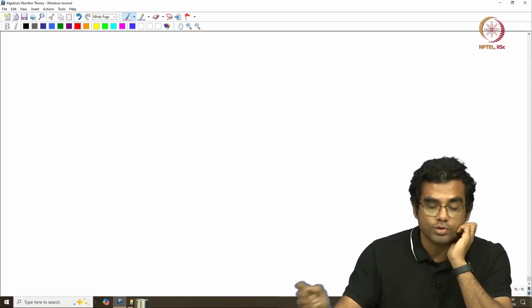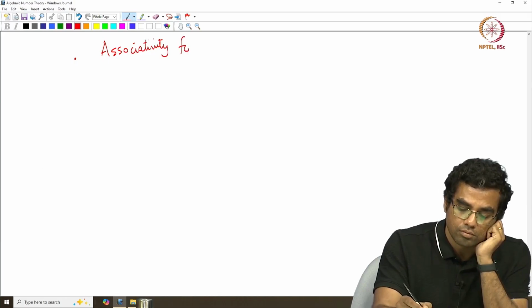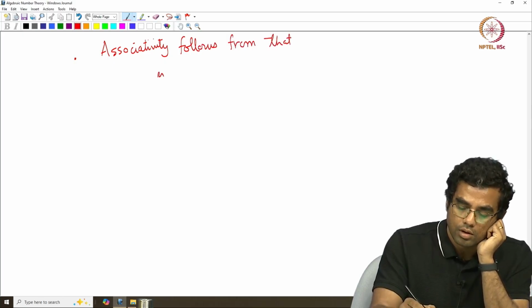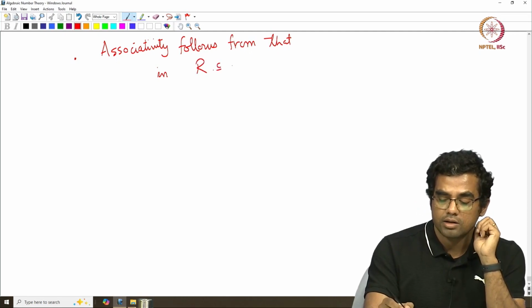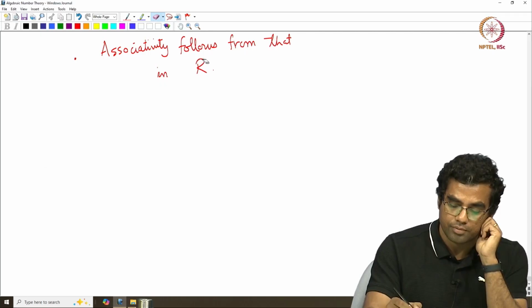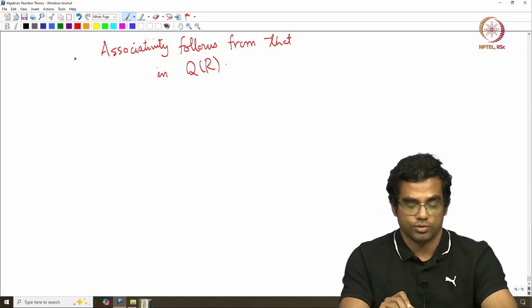Okay. Associativity is easy. So, the multiplication in R and in the quotient field is associative, and hence multiplication of fractional ideals is associative.